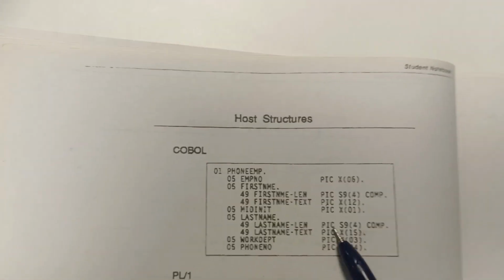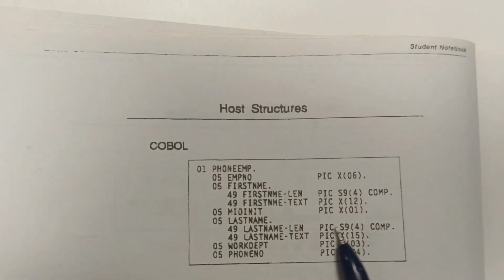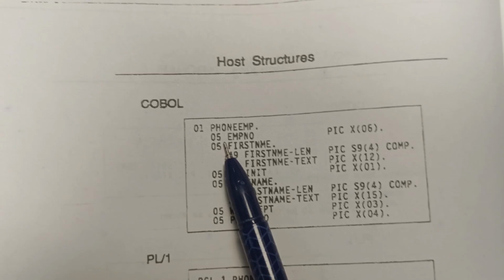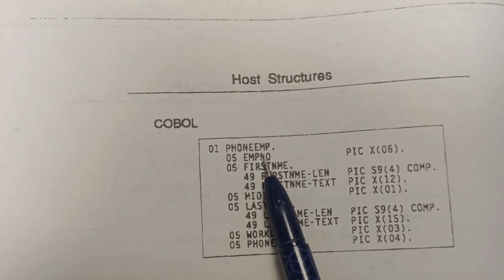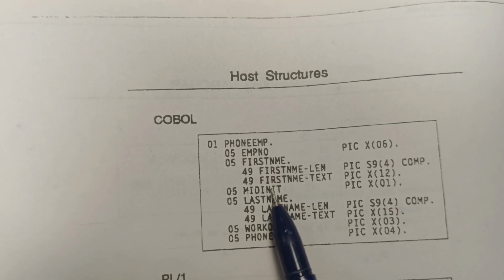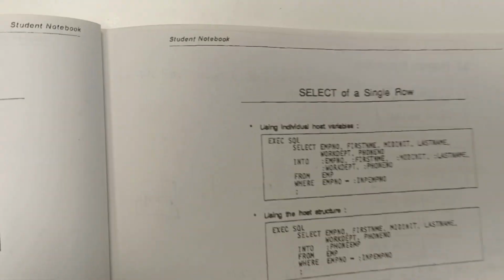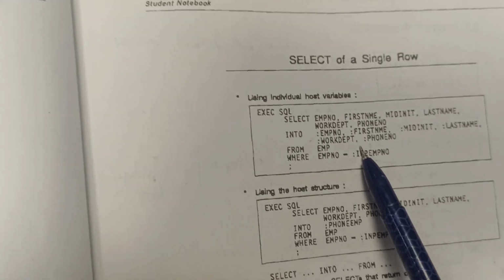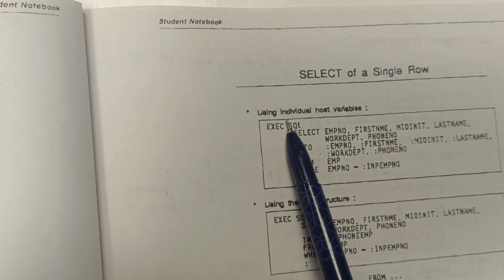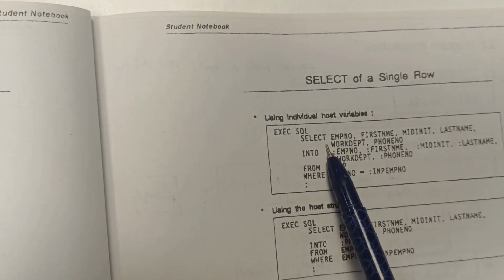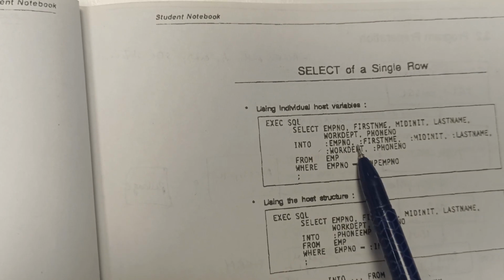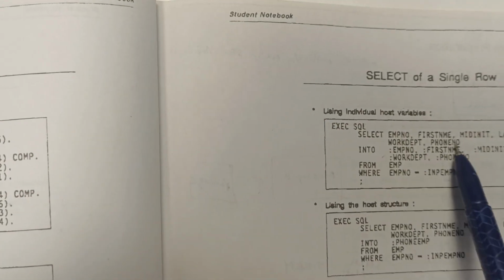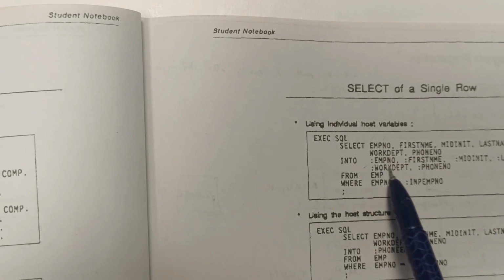Similarly, for the host structure, we have given sample host variables. This is an individual field and this is a group field, and I defined sample values. We can code either one of these queries to pass the data and receive the value. Using individual host variables, I can use this query also, because I can select employee number and first name into the corresponding individual fields. That means select the corresponding column names and move them into the corresponding fields here.